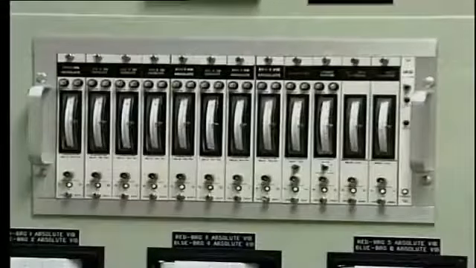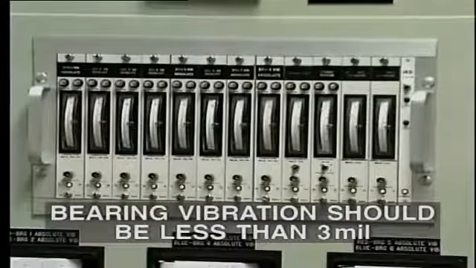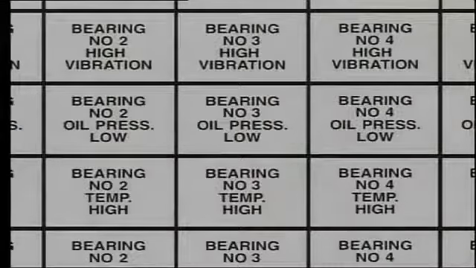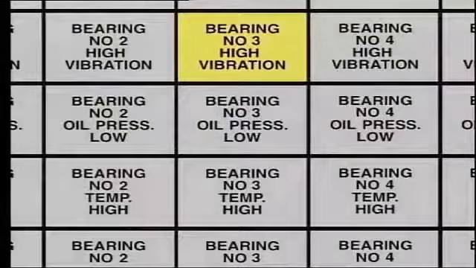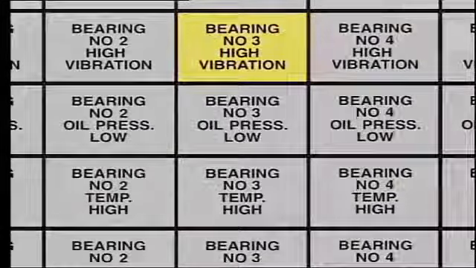In very general terms, the magnitude of bearing vibration should be less than 3 mil. In many machines, an alarm will be enunciated if any bearing vibration exceeds 5 mil. Most of the monitoring equipment we have discussed in this segment forms part of the turbine supervisory equipment.